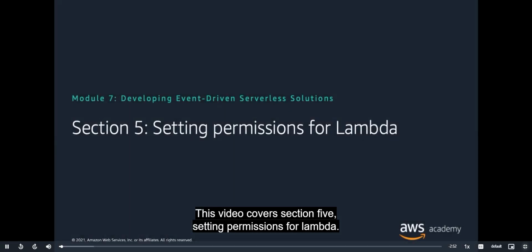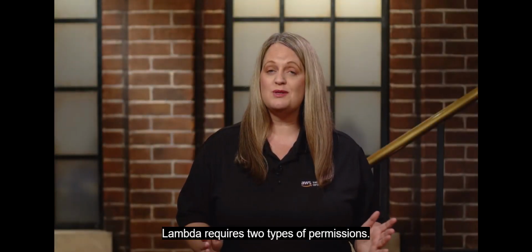This video covers Section 5, Setting Permissions for Lambda. Lambda requires two types of permissions.